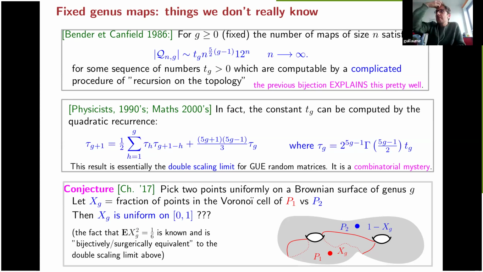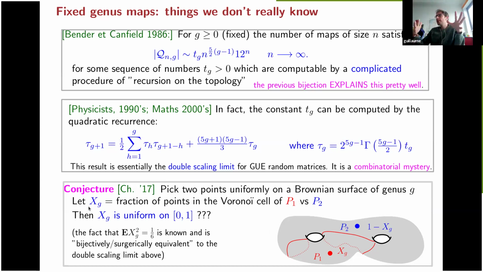So let me just state a conjecture, which I like, and Christina also likes. A conjecture I made a long time ago, much before this date, because for some years I tried to prove it, but failed. So take a Brownian surface of genus G, or if you prefer, fix G and take a very, very, very large random map of genus G, a quadrangulation, for example, uniformly at random. And then you pick 2 points on it, uniformly at random, P1 and P2.